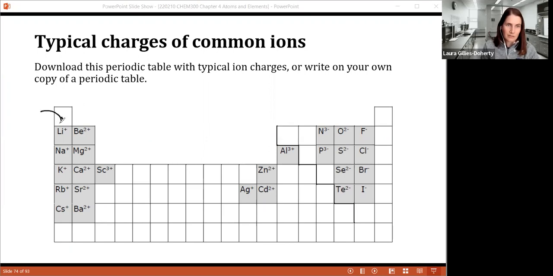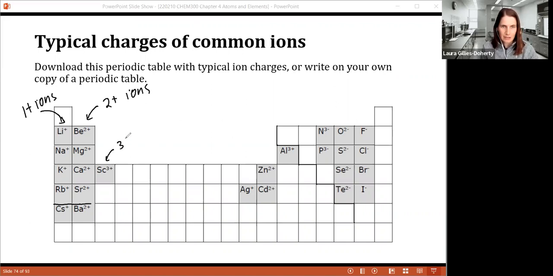So for example, elements in the first column, the metals in the first column of the periodic table, they all like to make 1 plus ions. In the second column of the periodic table, these metals like to make 2 plus ions.